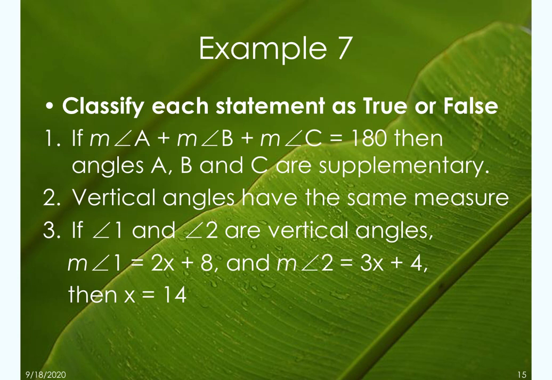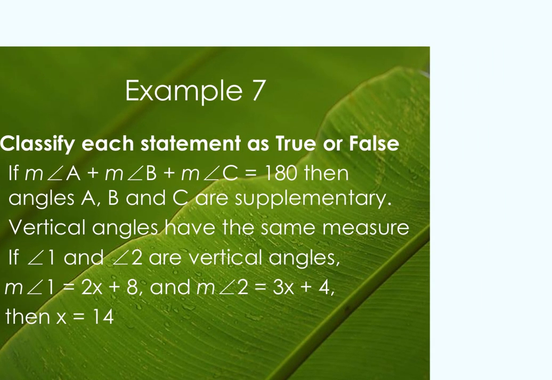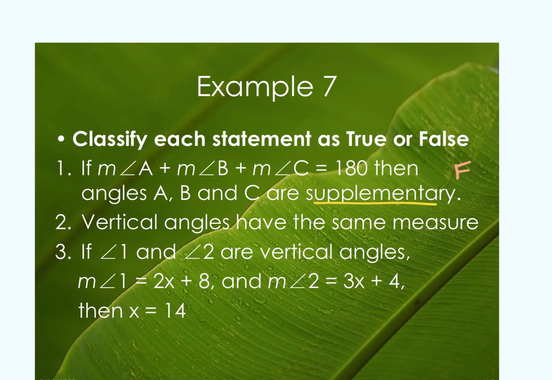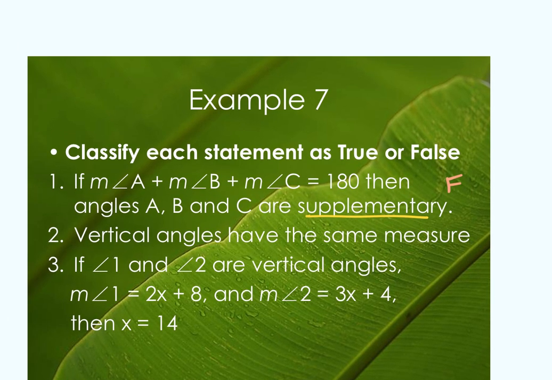And last slide, example 7, classify each statement as true or false. Number 1 says if the measure of angle A plus B plus C is 180, then angles A, B, and C are supplementary. So this is kind of a trick question because they are 180 degrees. The trick here is that supplementary angles are just a single pair of angles. So this is false because there are more than 2 angles making up that 3.